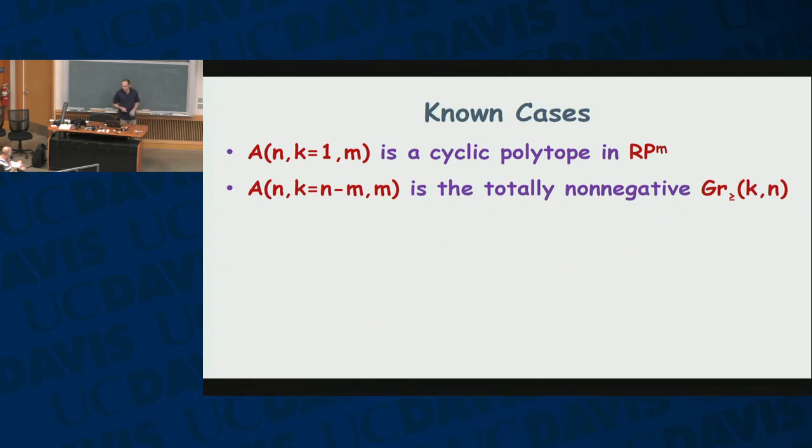Now let me also mention some known cases for the amplituhedron, for general background. In the case k equals 1, the amplituhedron is equivalent to a cyclic polytope in projective space. For the maximal possible k, which is n minus m, it's simply the totally non-negative Grassmannian, because the matrix Z is square now and everything is invertible. So you can think about the amplituhedron as some common generalization or interpolation between the cyclic polytope and the totally non-negative Grassmannian, which are 2 well-studied objects.